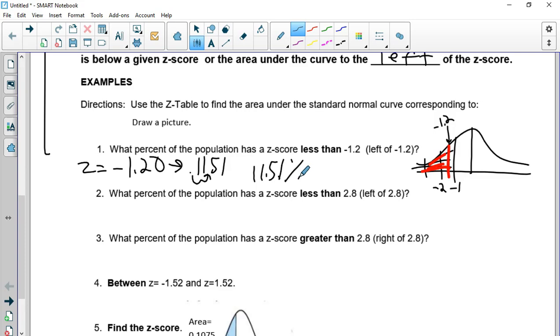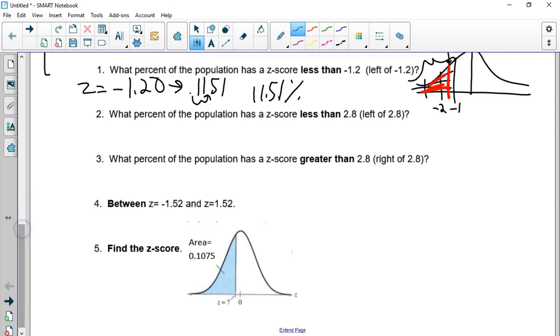Now think about it. If we added up this area right here, and we've done this before, we know that adds up to 16%. That's if it was all the way from -1 down. But this is from -1.2. So we have to shave a little bit of that off, and it goes from 16% down to 11.5. Hopefully that's starting to make some sense there.